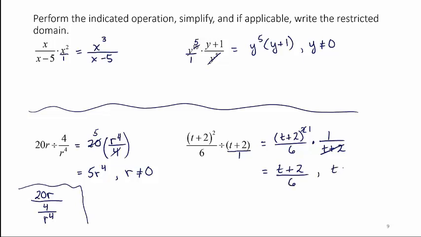Now we also want to say that t can't be negative 2, right? Because again, we were dividing by t plus 2, so t plus 2 initially was a denominator, right? Just because it only exists in the numerator in our final simplified form doesn't mean that it wasn't part of the domain restriction of the original expression, okay?